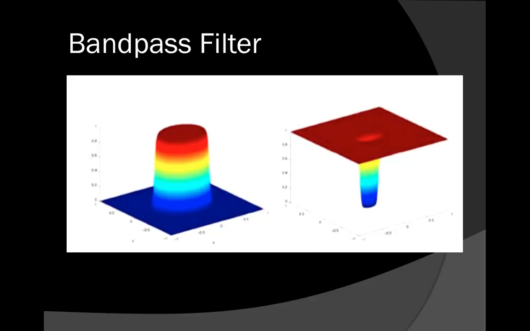Bandpass filter. Bandpass filter is used to reduce very high or very low frequencies to keep a mid-range band. It just lets pass frequencies that are held between two cutoff frequencies.